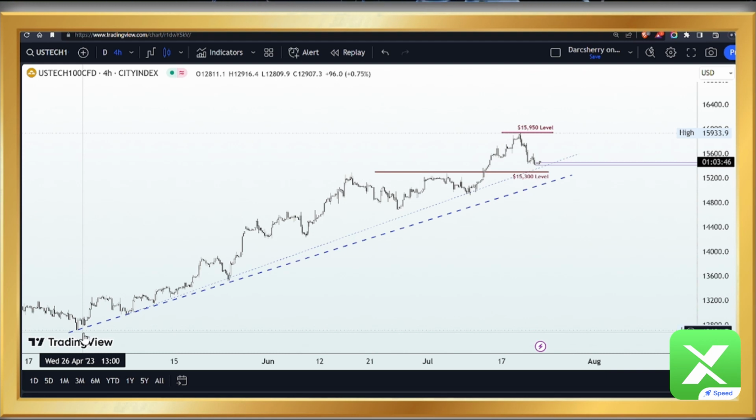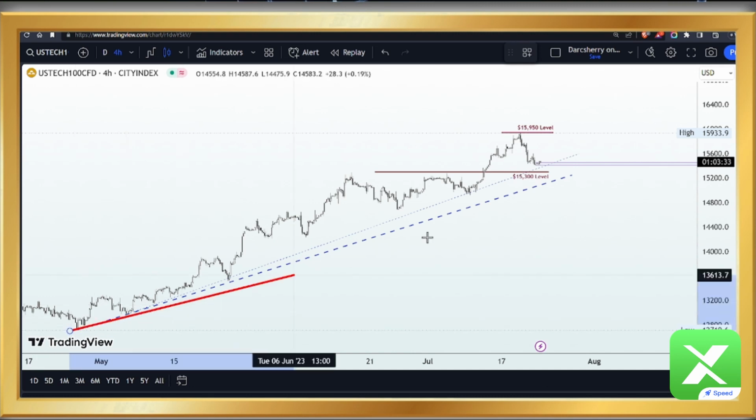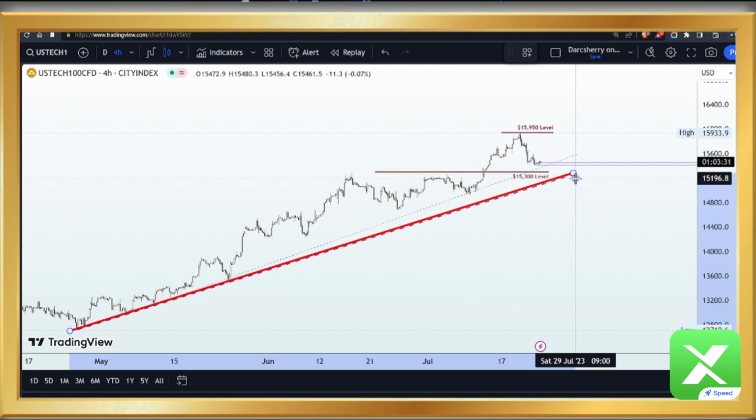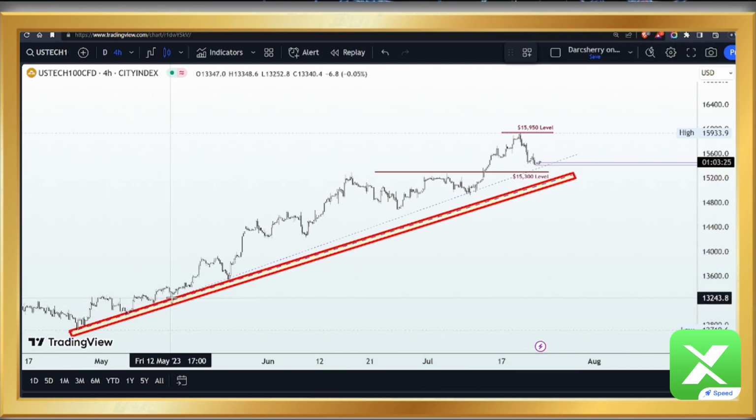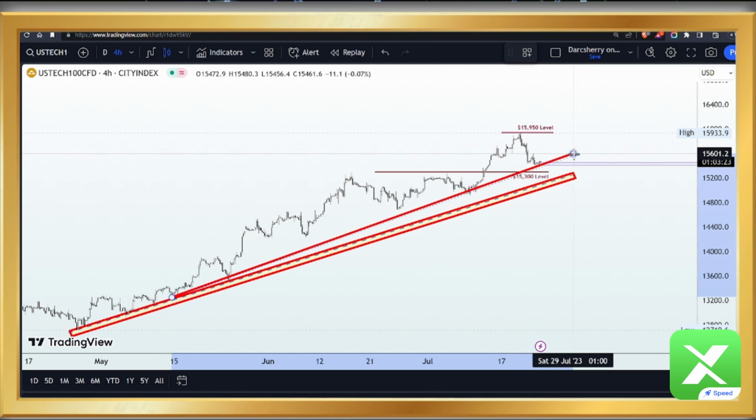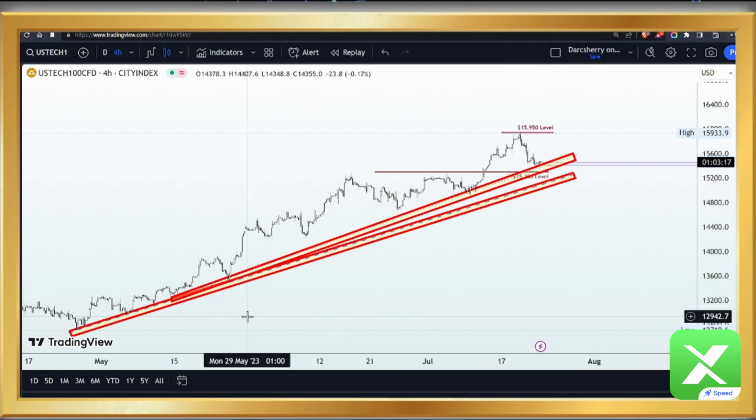And of course, we all know that since the beginning of the year, the US Tech 100 has been very bullish. If we look at what has been going on since the month of April, we can see price has been bullish. In fact, I have a couple of trend lines here which have been supporting this uptrend continuation. The second one is right here, which has been supporting this momentum since the month of May of this year.